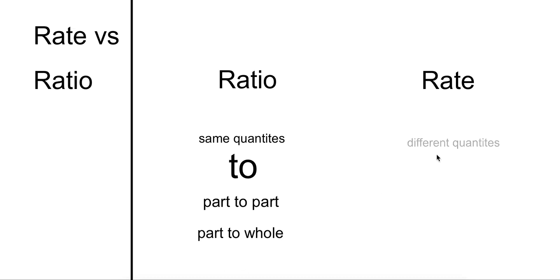A rate then compares different quantities, like miles per hour, dollars and pounds. You usually hear the word per in there. A rate is a kind of ratio.